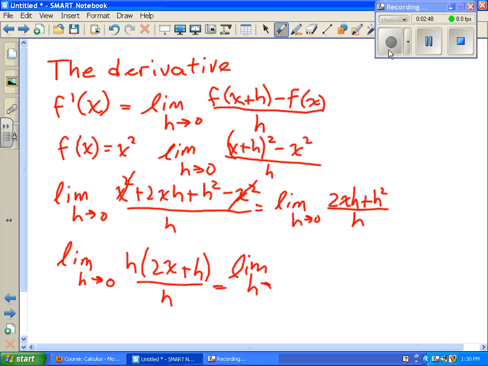And we get the limit as h goes to 0 of, we see that these cancel, and we're left with 2x plus h. But h is going to 0. As it gets smaller and smaller, it becomes negligible, so this equals 2x. And indeed, the derivative of x squared is 2x.